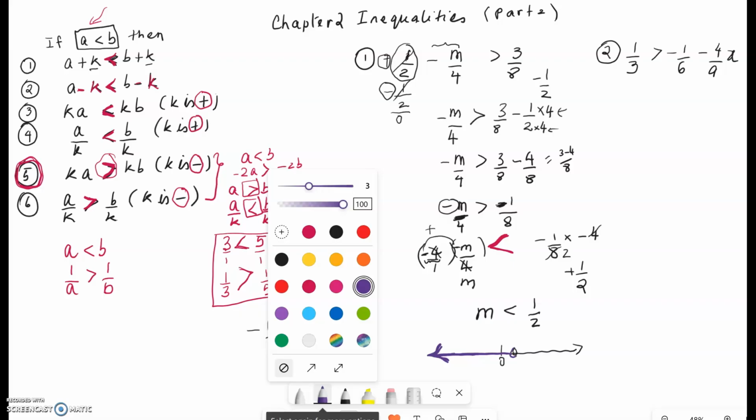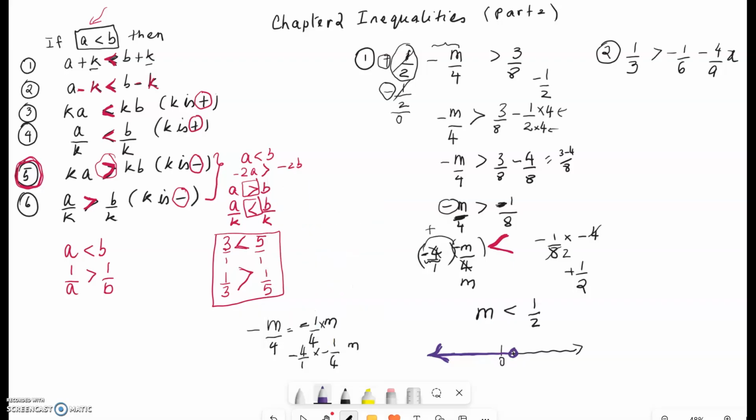But remember, there is a hole here. You're not including the half. There's a hole at that point, half, right? Now, if I wanted to include it, then the inequality would have to be m less than or equal to half. If it says less than or equal to, then you include the half. So in this case, we do not include the half.